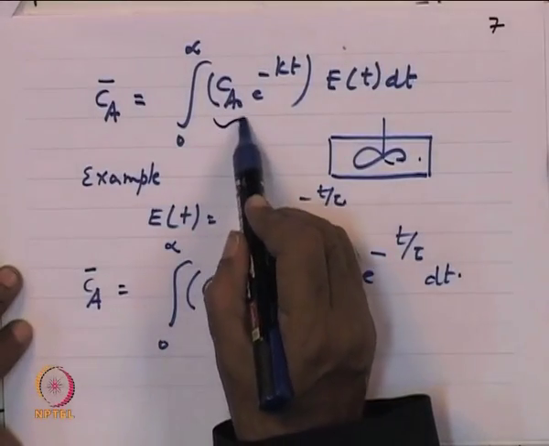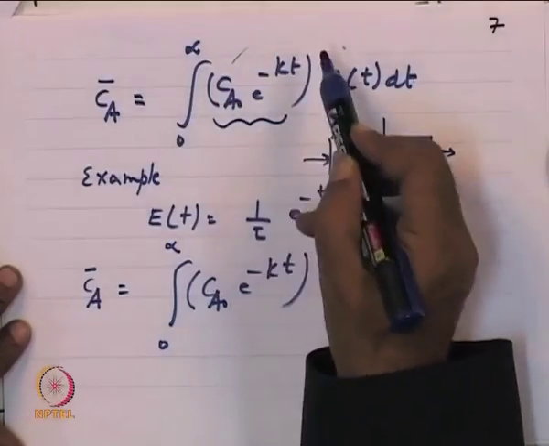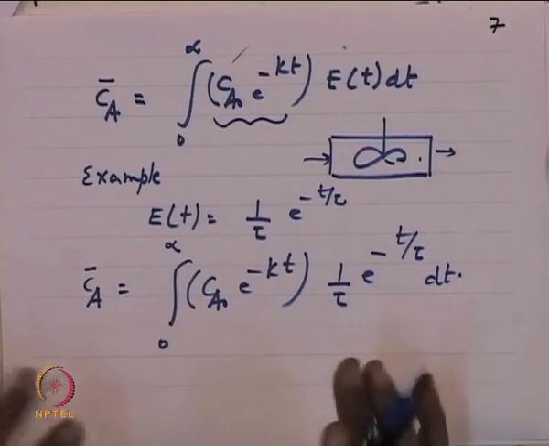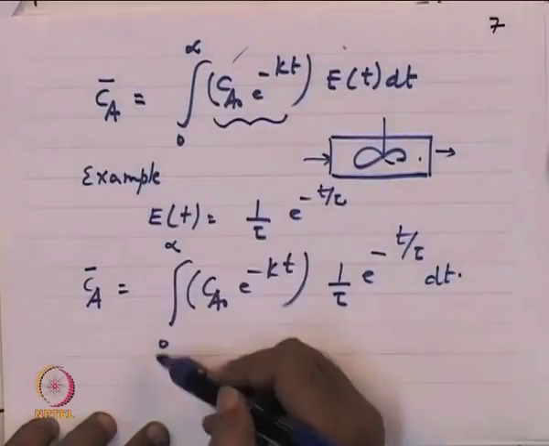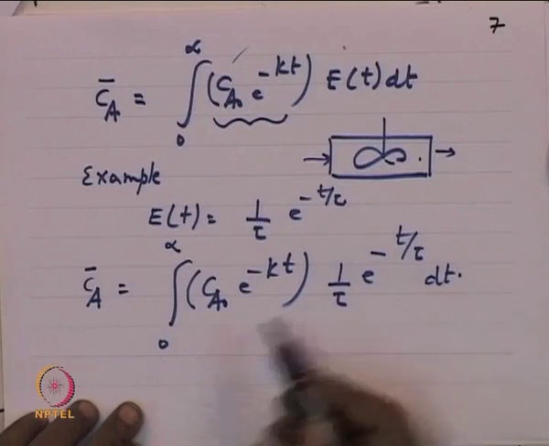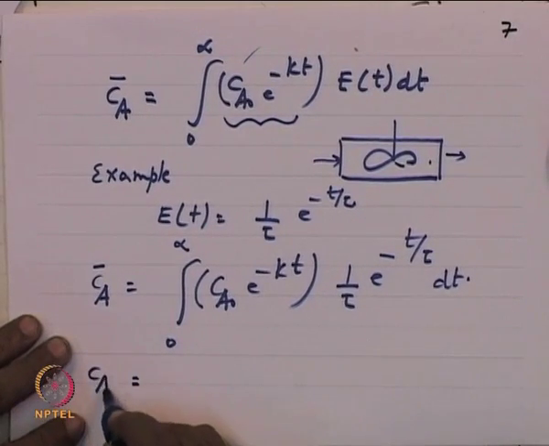Therefore, if it is a first order reaction, each element that enters would emerge with this kind of concentration. Therefore, the average that you will see at the exit from the equipment is the average of all elements between time 0 to infinity that goes in and comes out, multiplied by the E function of the equipment. Now, we can integrate this, it is quite common sense, you can check it yourself.